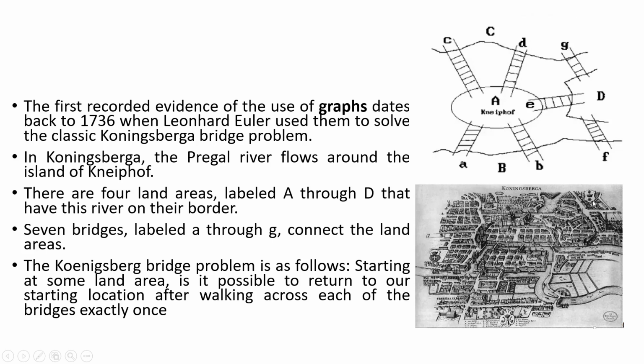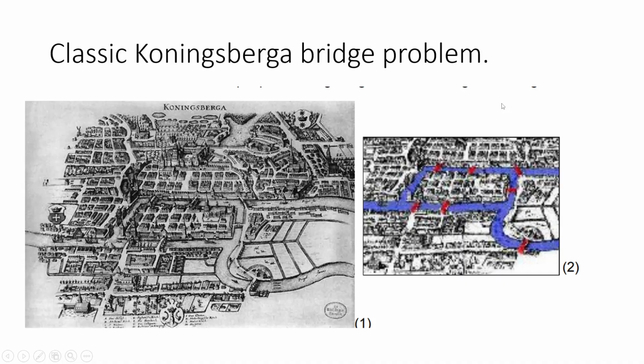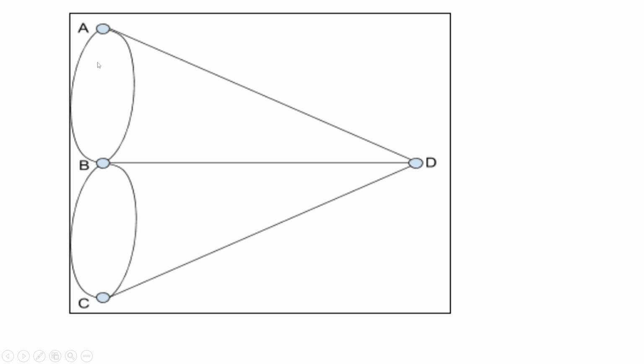The same problem is represented with the help of a graph to solve it. This is how the problem is represented. A, B, C, D are the land areas, and these connecting lines are the bridges connecting these land areas A, B, C, D.